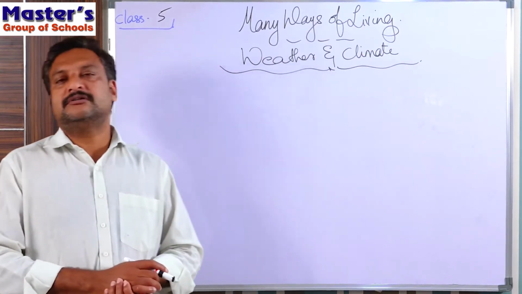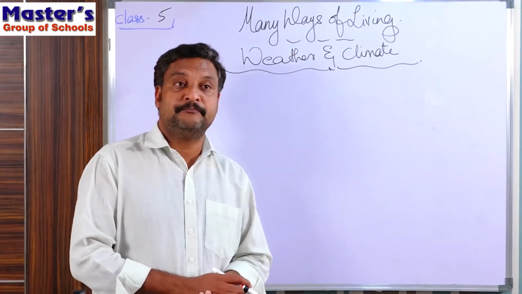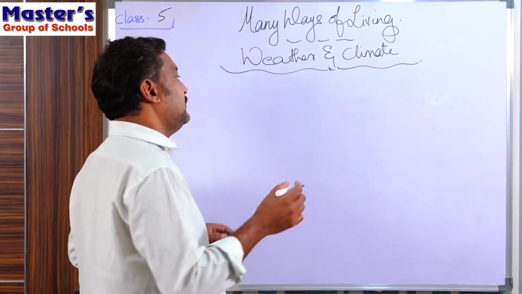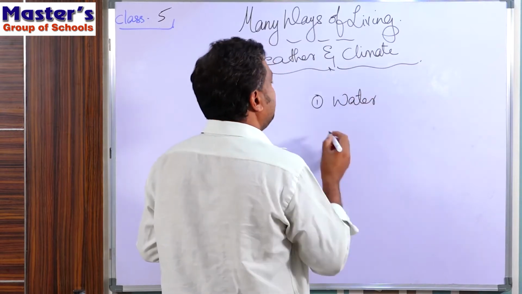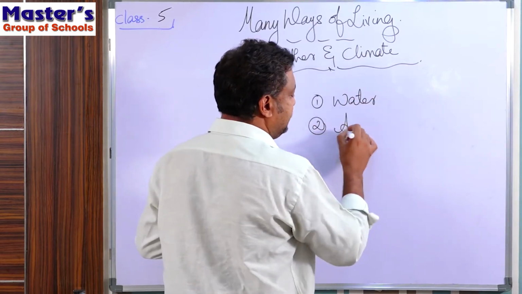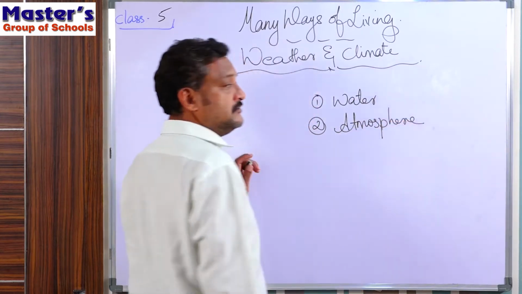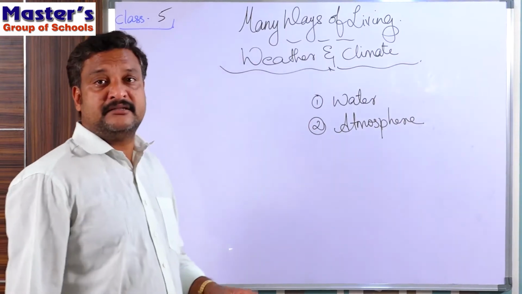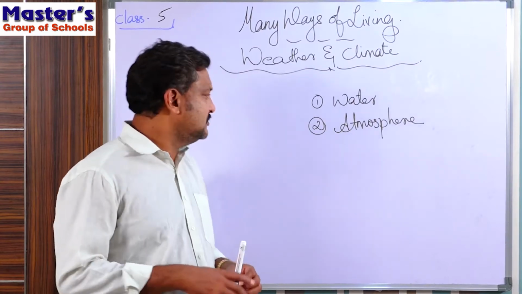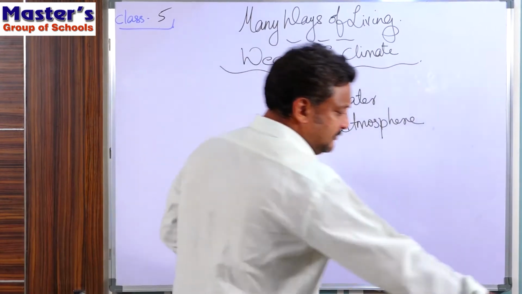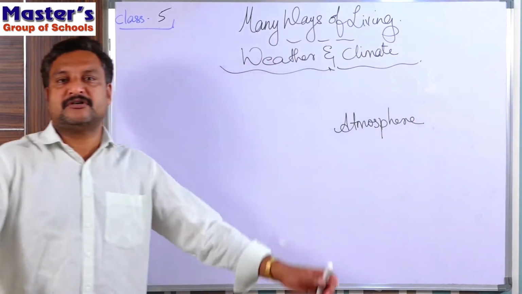We know Earth is the only planet which supports life, and there are some basic reasons behind it. One, this is the only planet which has water, and this is also the only planet which has an atmosphere. Isn't it? Earth is the only planet in this universe which has an atmosphere. Now, we'll forget the water content first of all, and this is what we want: atmosphere.